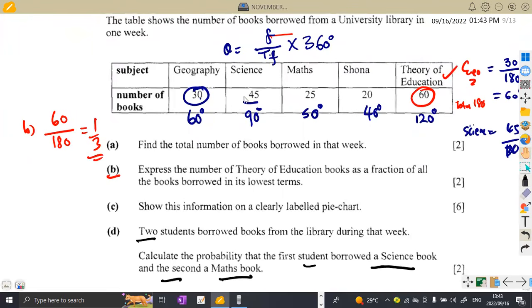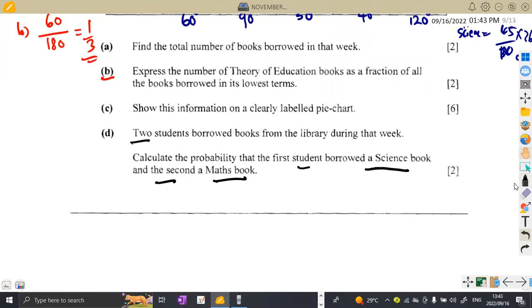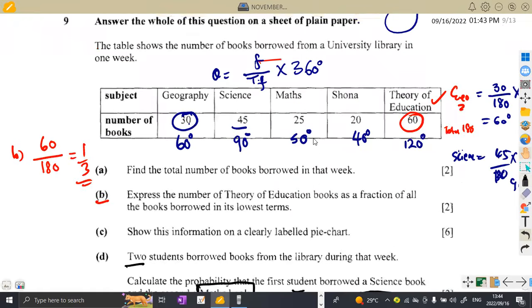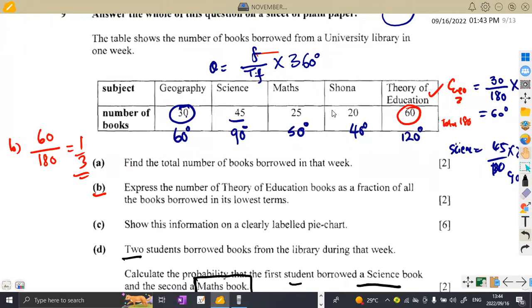Remember, probability is what we have. So probability, that's the 45 here. So we're going to have 45 over the total number of students. Remember, we said we put 180 students. We are picking a second, which is a different book. So the number of books is not going to change for maths. It's going to remain as it is, which is what? 25. Remember, maths, they are 25.